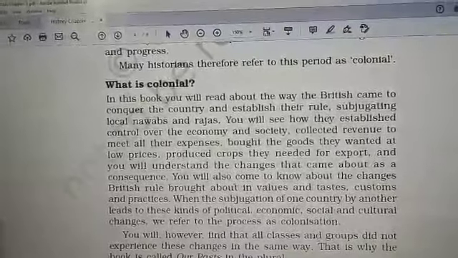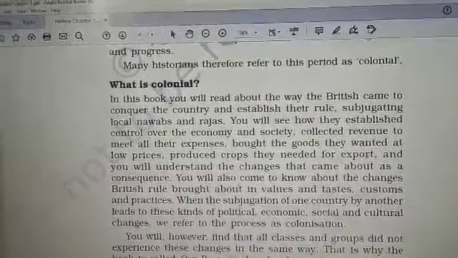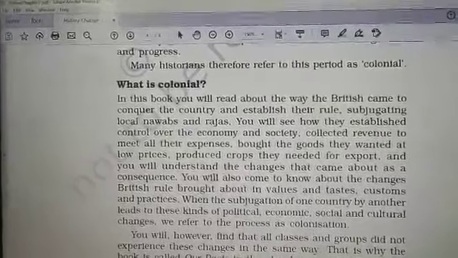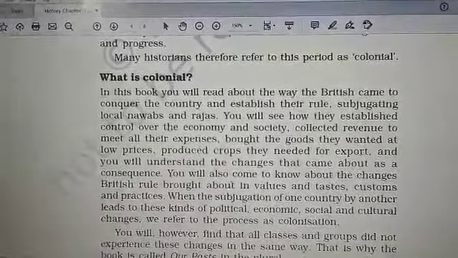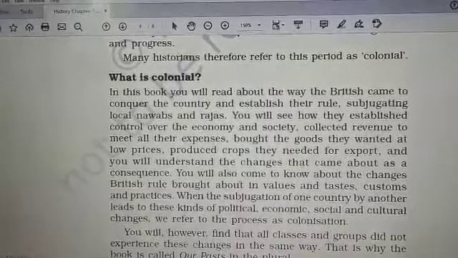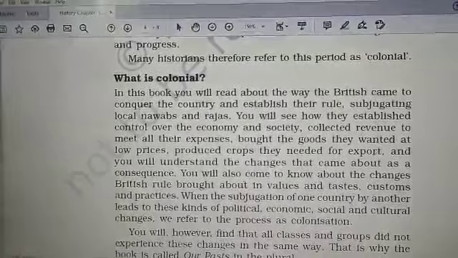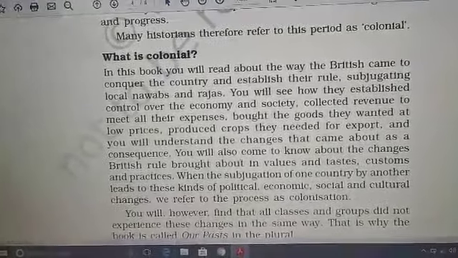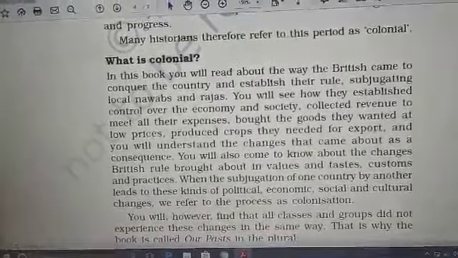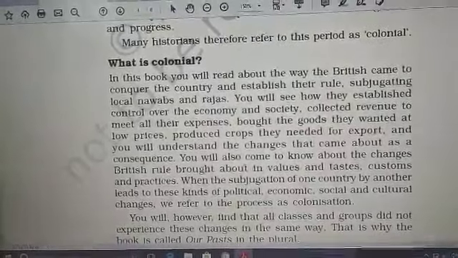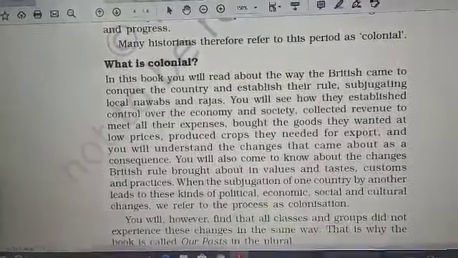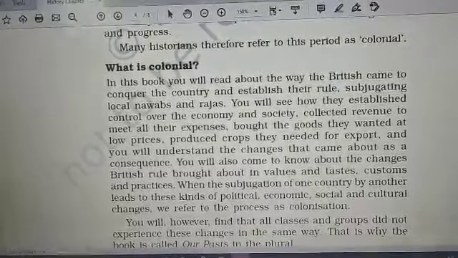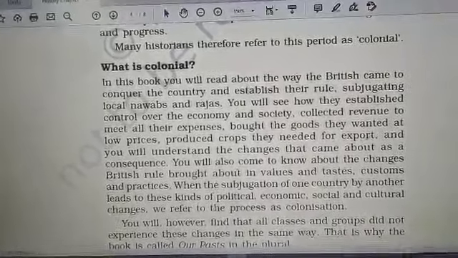So, in short, I'll summarize this topic. The British established their control over India and made it a colony. Many official records provide information about the events and happenings of these times. Colonization is a term that refers to a process in which one country subjugates another and thus brings political, economic, social, and cultural change.